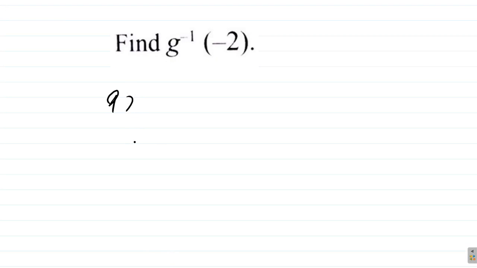Let me write that properly. g of x equals 4x minus 5. Alright, now remember the inverse function, right? It will reverse whatever the original function did. Now, there are certain steps that you take in finding the inverse of a function.